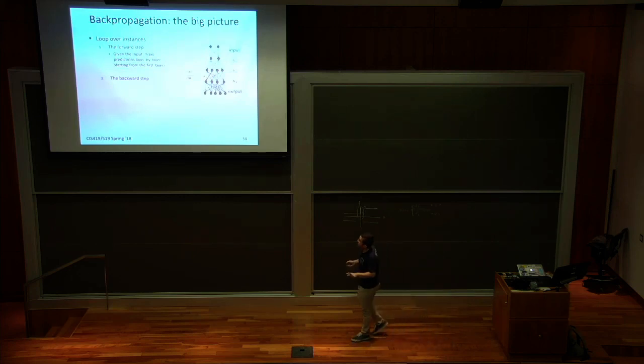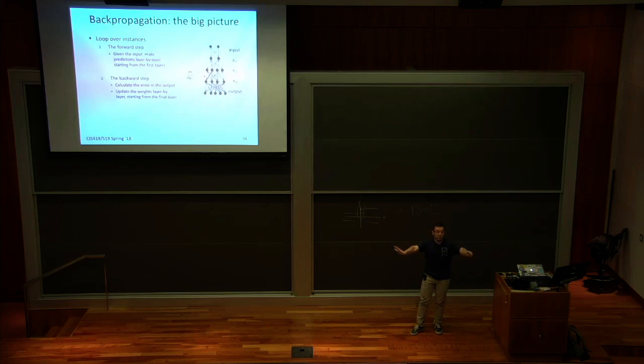The backward step is based on this: I'm going to first calculate my error in the output, and then calculate the gradient of the error with respect to each weight. This is my backward step. And using these gradients, I'm going to update my weights, and the next time that I calculate my forward step, I'm going to use the updated weights. Okay, so this is the backpropagation algorithm at a really high level.